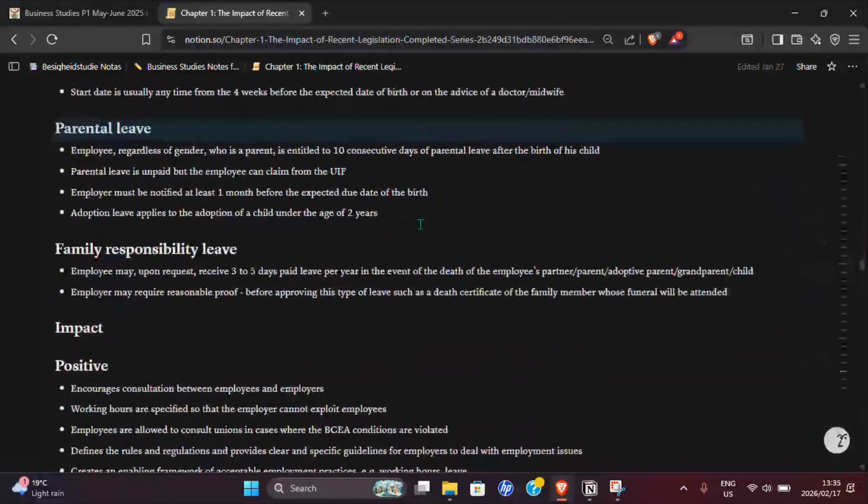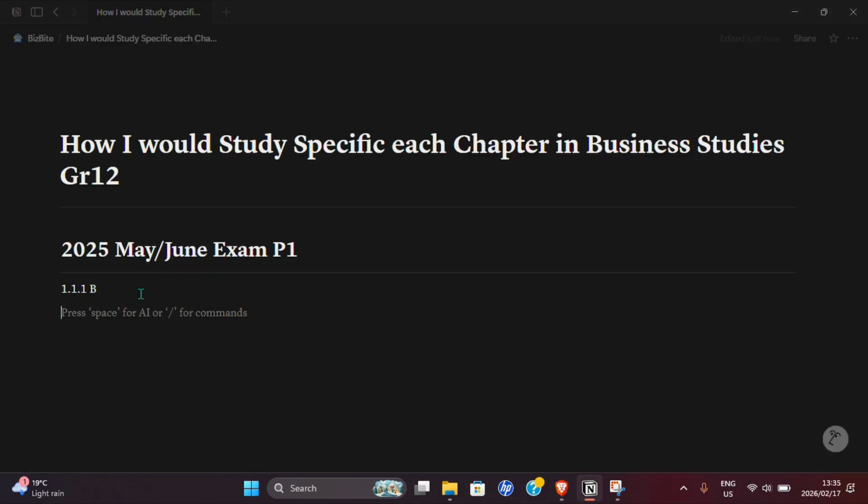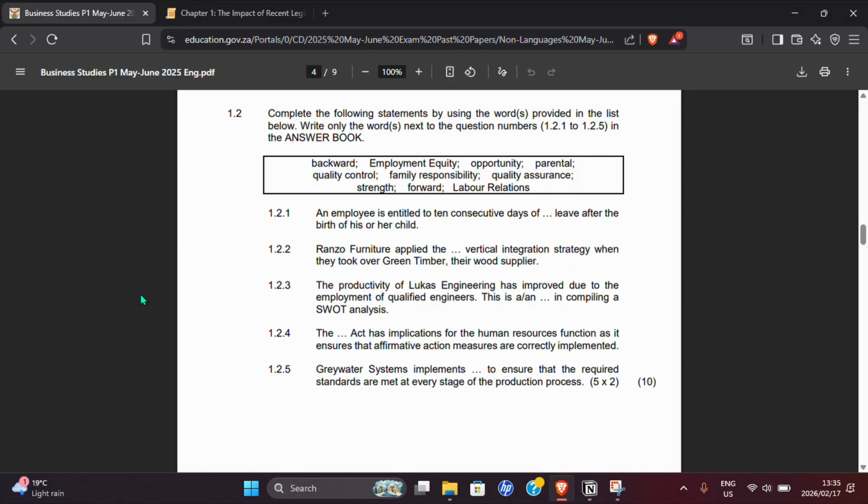Parental leave, it has to be parental leave, 10 consecutive days of parental leave after the birth of his or her child. So you see that one is from legalization, and then you do that question, and you keep rinsing and repeating this by only doing the questions that appear within that specific chapter that you're struggling with.